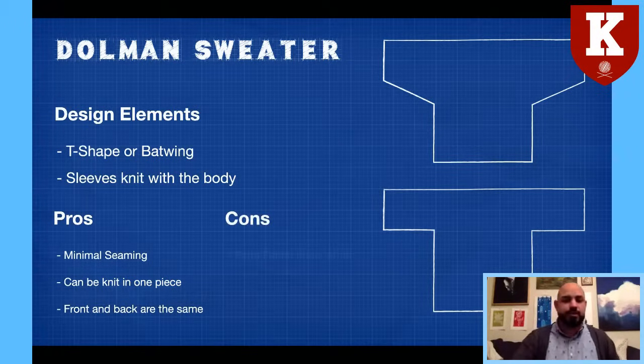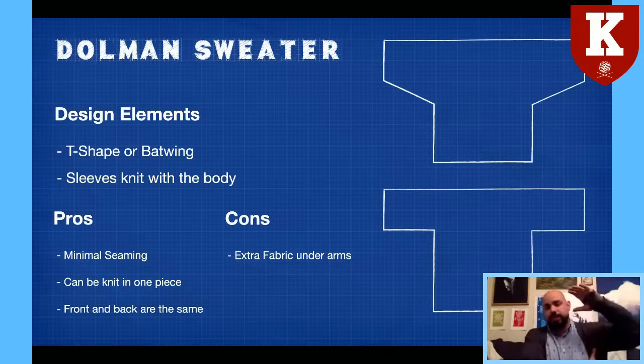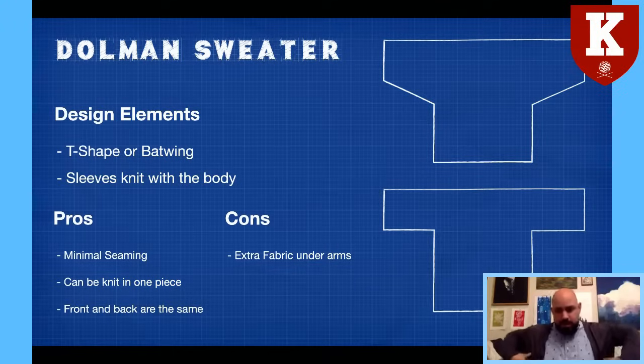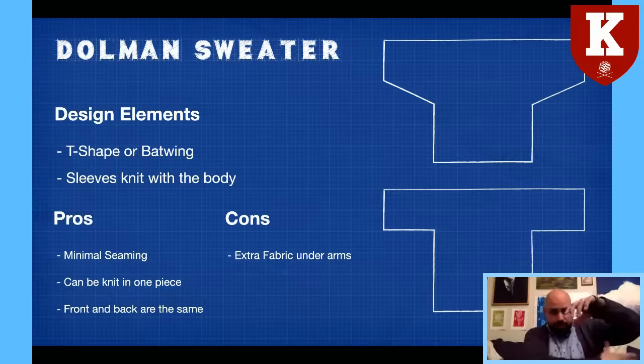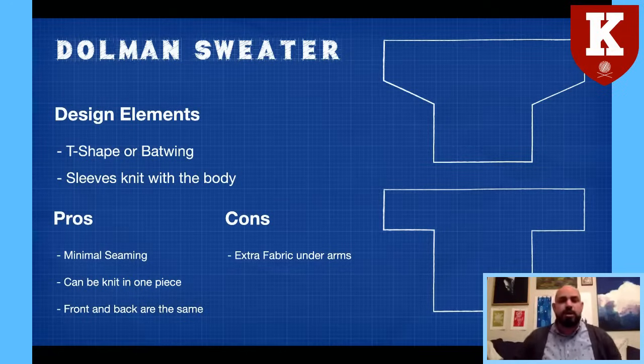The cons for this are that you have a lot of extra fabric underneath the arms. And that's because there's not anything keeping the sleeves close to the body. It's usually like a very loose, bulky fit. And so because there's no shaping, you have extra fabric and that usually collects underneath the arms.